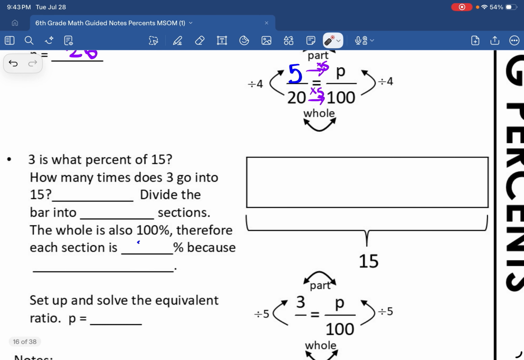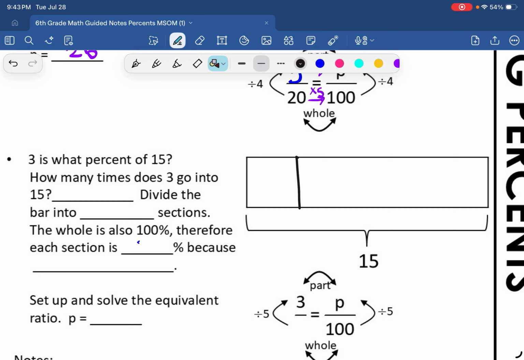You can see also the vertical relationship here of multiplying by 4 or going the other way would be divided by 4. 3 is what percent of 15? So I need to take 15 divided by 3, and that will give me 5. So I'm going to divide this up into 5 sections.